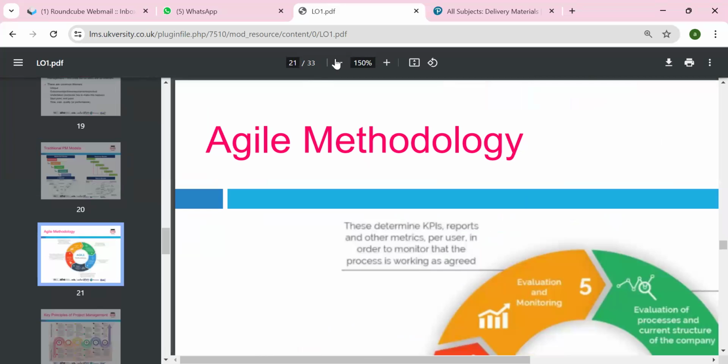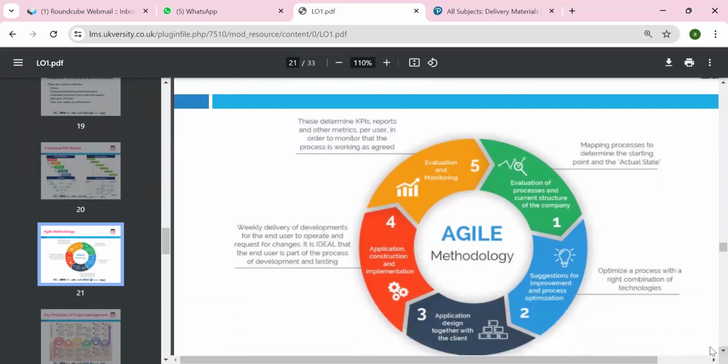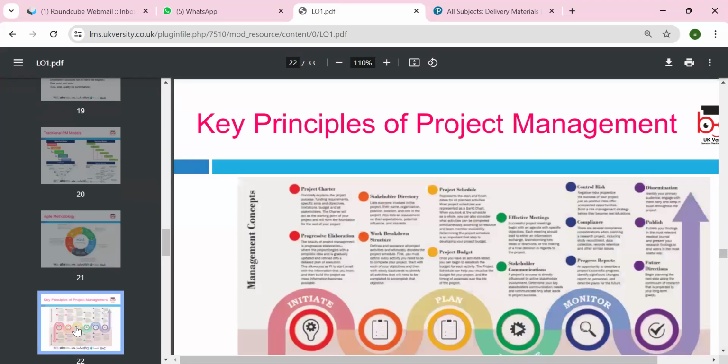Agile is also known as lean, really lean management, lean manufacturing, mapping the process to determine the current and actual states. We can look at the optimized process, the right combination of technologies within the project, and there are KPIs, key performance indicators, and weekly delivery requirements that need to be in the project. That's also very important. So we can follow these steps, suggest improvements, and carry on reflecting on these key principles of project management.